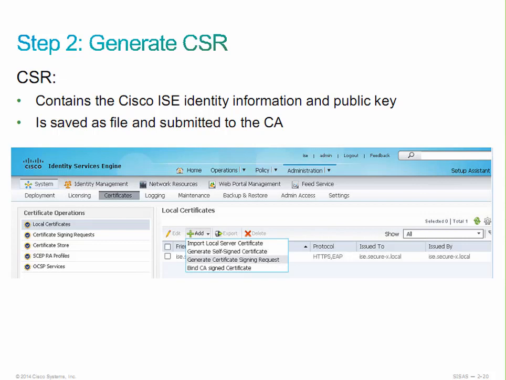So we're going to go to Administration, then System, and then Certificates. From that screen, we're going to click on the Local Certificates menu, then click Add, and then click Generate a Certificate Signing Request. We put in the subject name, the required key length, etc.